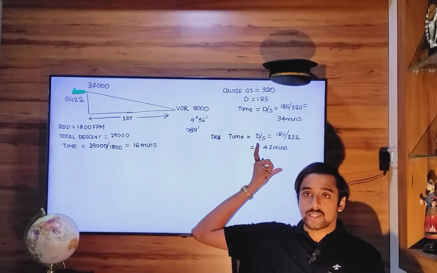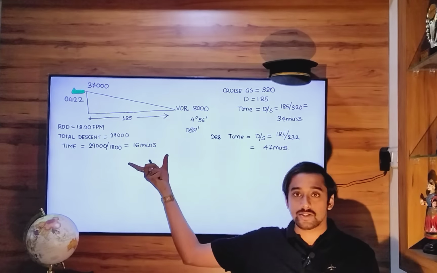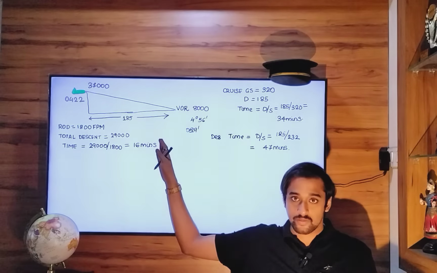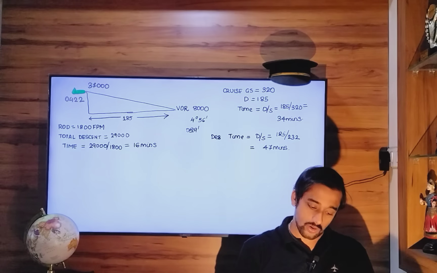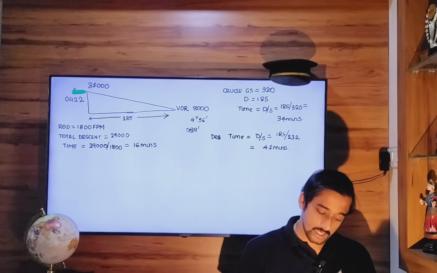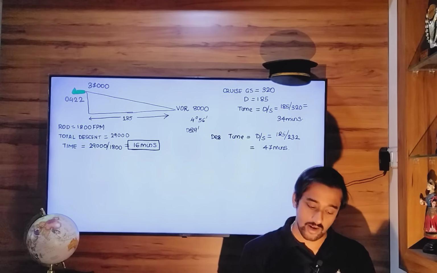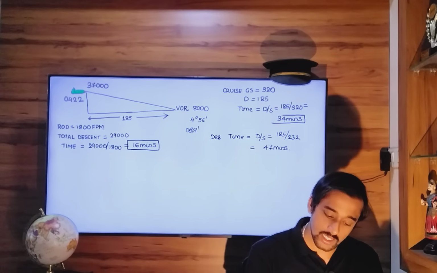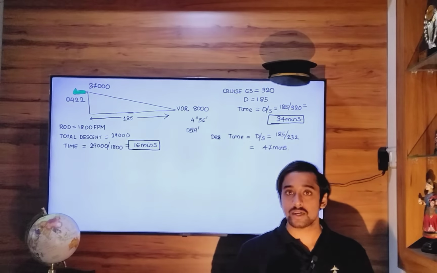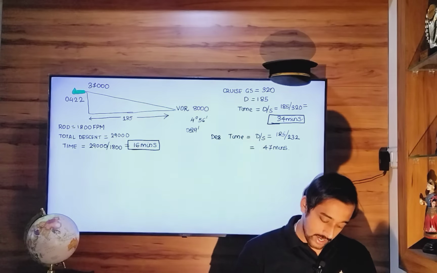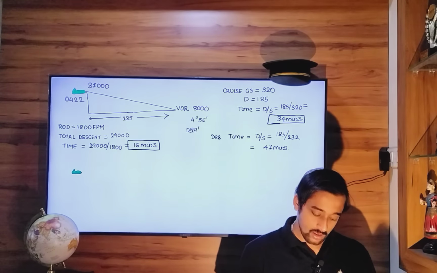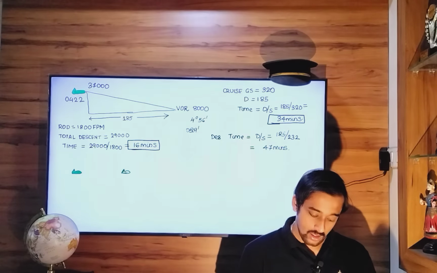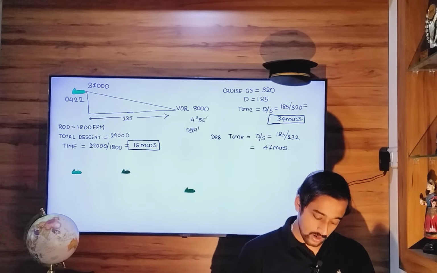So out of this total 47 minutes, 16 minutes will be spent in actual descending. So this 16 minutes is relevant to you and this 34 minutes is relevant to you. You will not start descending directly. Your aircraft will first fly to here and then from here it will descend over this VOR.